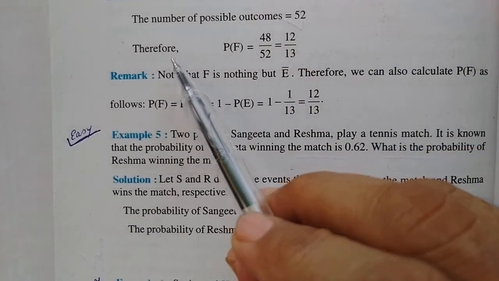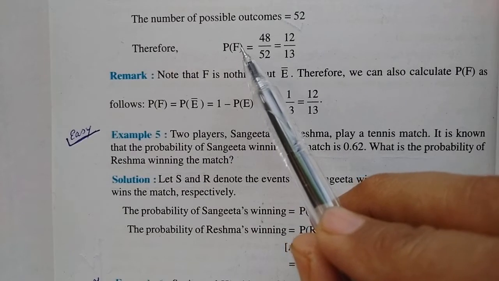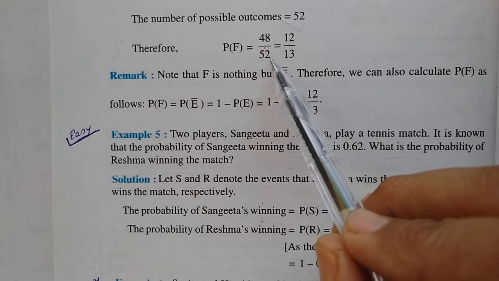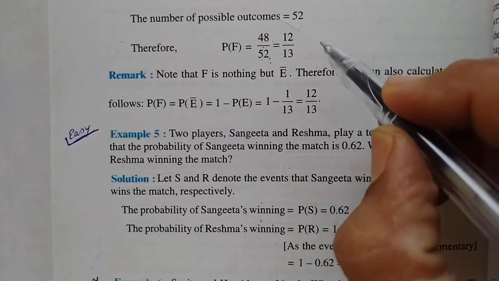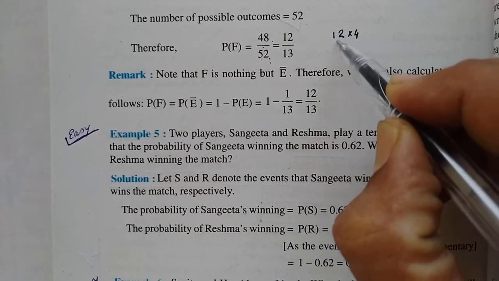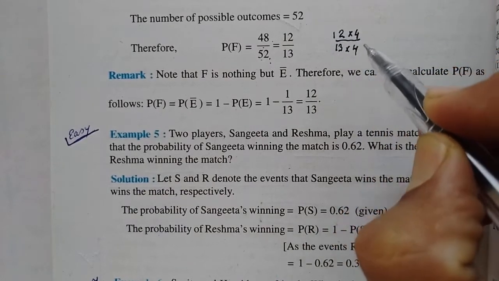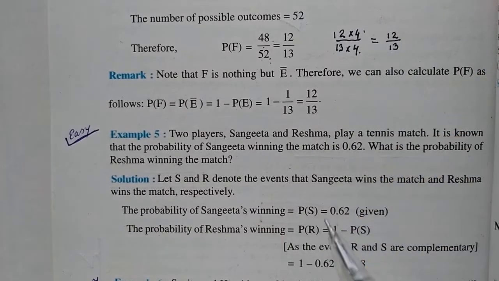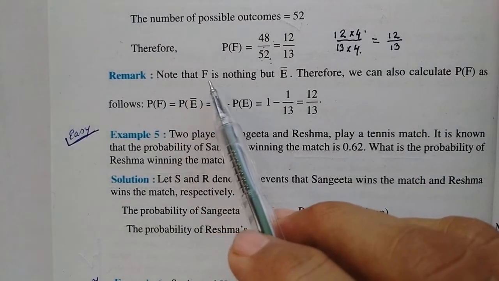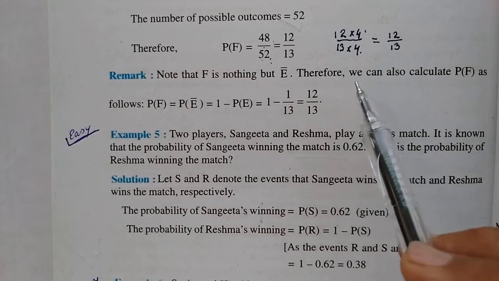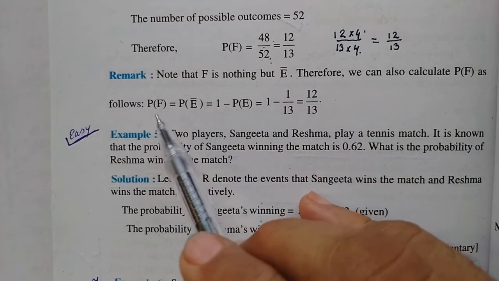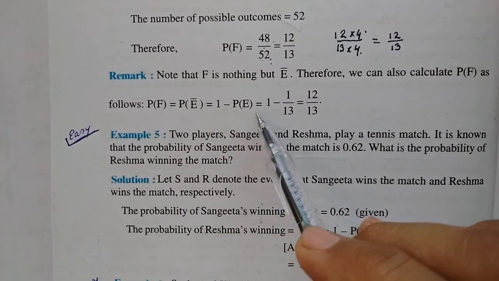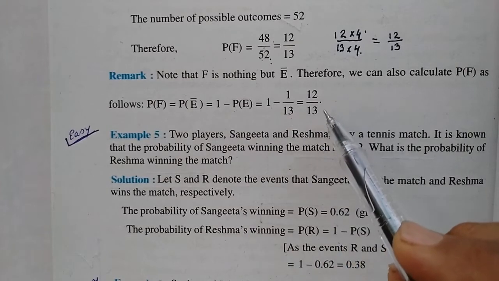Therefore P(F), write down the formula. Then 48 upon 52. Now cancellation: 12 into 4 is 48, 13 into 4 is 52. Okay. Then 12 by 13, this 4 cancels. Now children, here note: F is nothing but E bar. Therefore we can calculate this way also. P of F equals P of E bar is equal to 1 minus P(E), 1 minus 1 upon 13, that is 12 by 13.